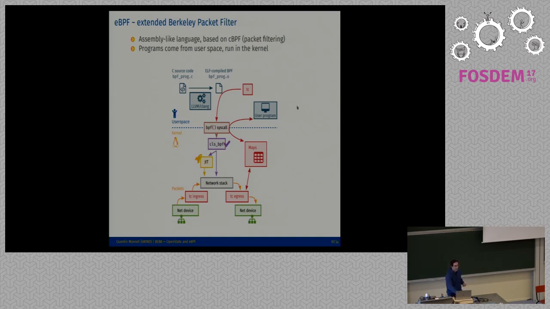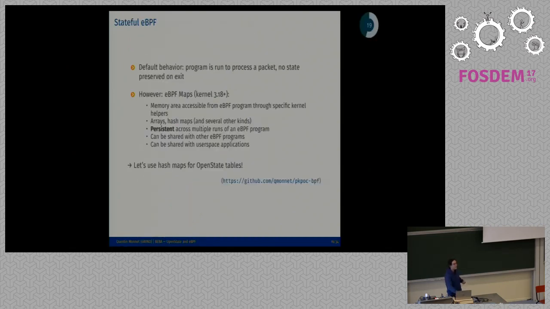So here is again the same diagram that you saw with the previous presentation. I'm using TC hooks to attach programs inside the kernel. I can compile my program from a C subset of code. And I can also communicate with user programs through maps. That will be very important, because by default, when a BPF program runs, it processes a packet, and once it's finished, we lose everything about its state. It's discarded, and when the next packet arrives, we start anew with nothing.